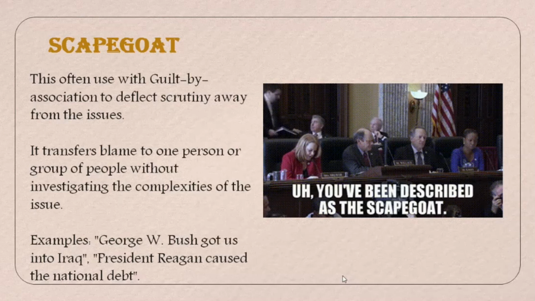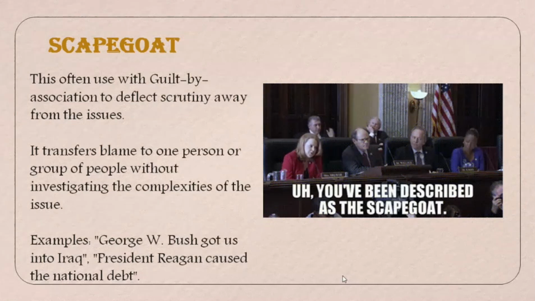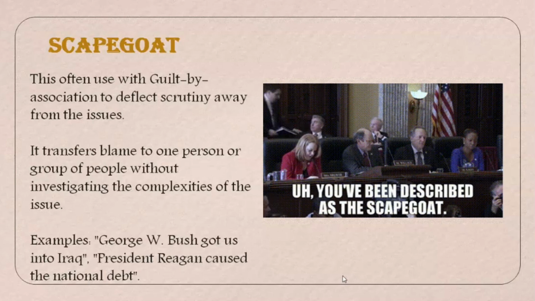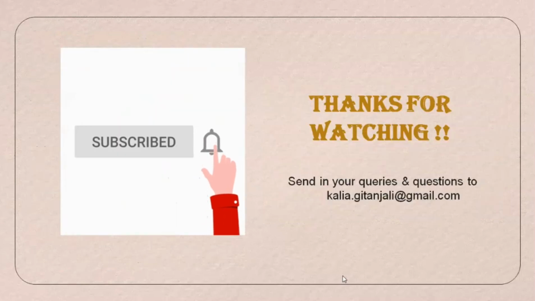Then comes scapegoat. Well, this technique is often used with guilt by association to deflect scrutiny away from the issues. It transfers the blame to one person or a group of people without investigating the complexities of the issue. Basically, you transfer the blame onto another person because you don't want the criminal or the convict to get highlighted. So you transfer the blame onto someone else and try to highlight their issues. For example, politicians do a lot of stuff like that.